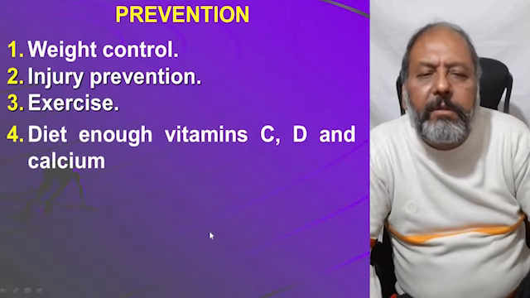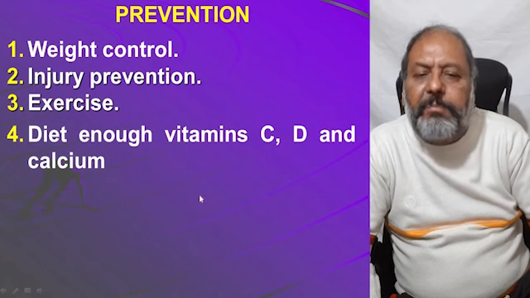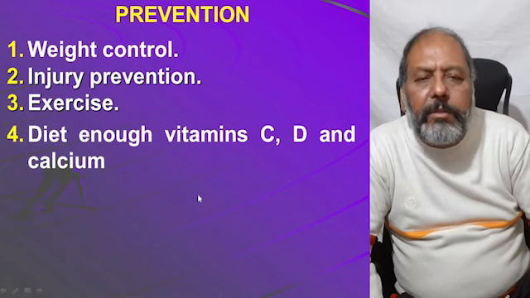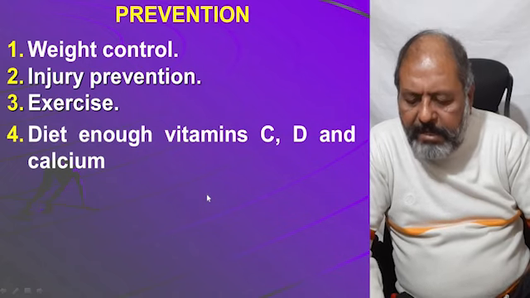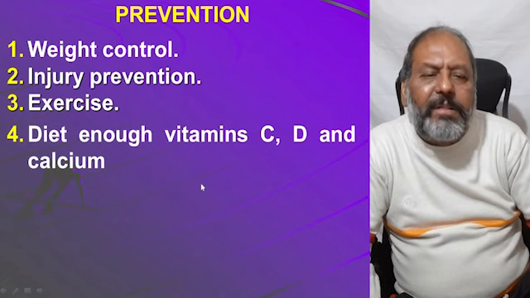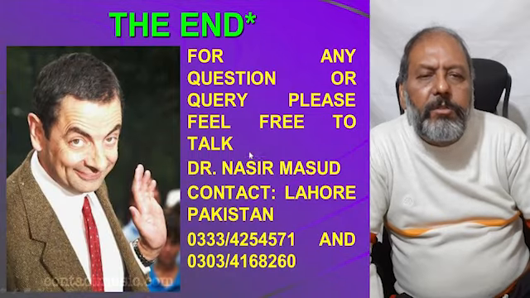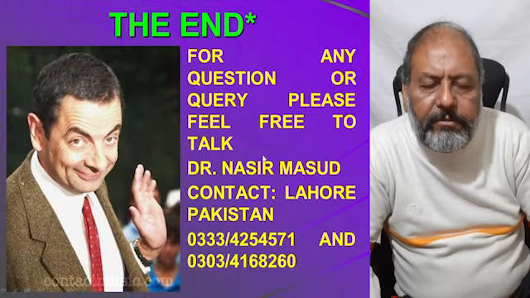Now, the last is how to prevent osteoarthritis. Number one is weight control. Number two is injury prevention. Number three, doing some exercise and a diet which has enough vitamins like vitamin C, vitamin D, and calcium. So that is the end of the osteoarthritis lecture.